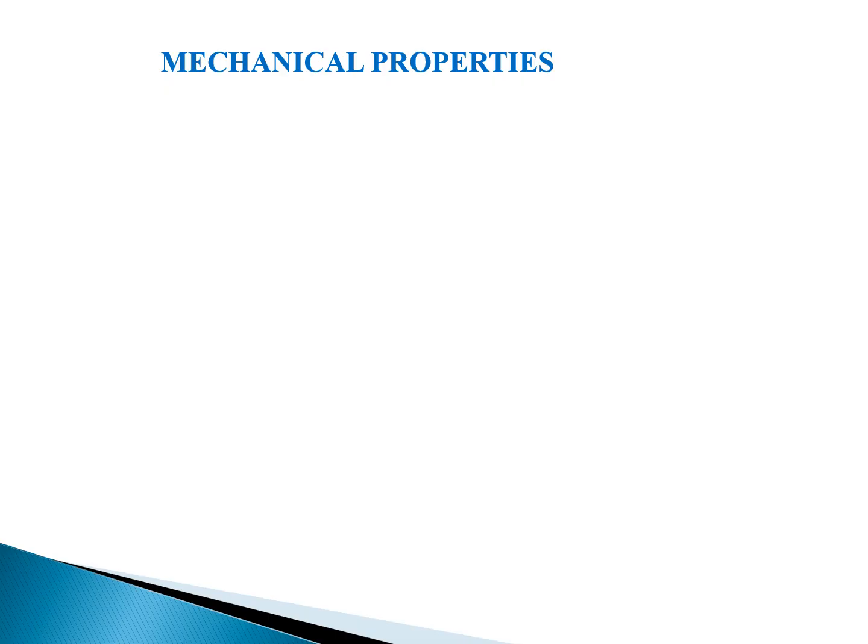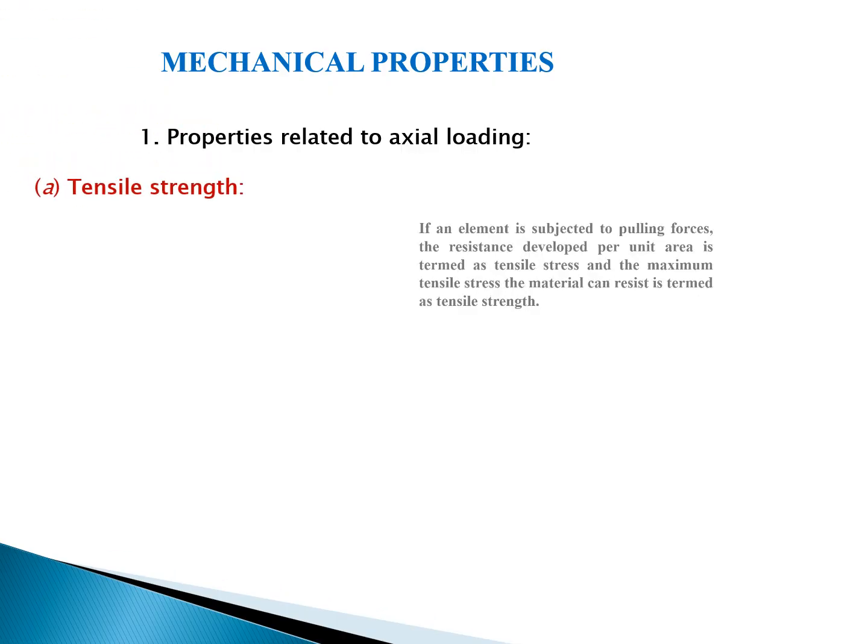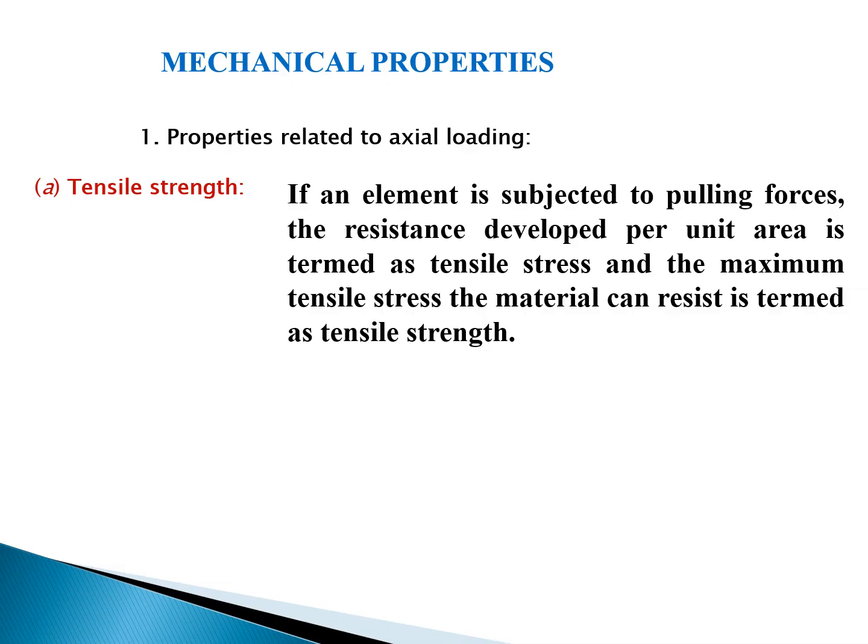Next, the mechanical properties. What are the mechanical properties? Number 1, properties related to axial loading. So in axial loading, the load may be tensile load or compressive load. In the case of tensile loading, the strength is the tensile strength. So what is tensile strength? If an element is subjected to a pulling force, if we pull the element, the resistance developed per unit area is termed as tensile stress, and the maximum tensile stress the material can resist is termed as tensile strength.